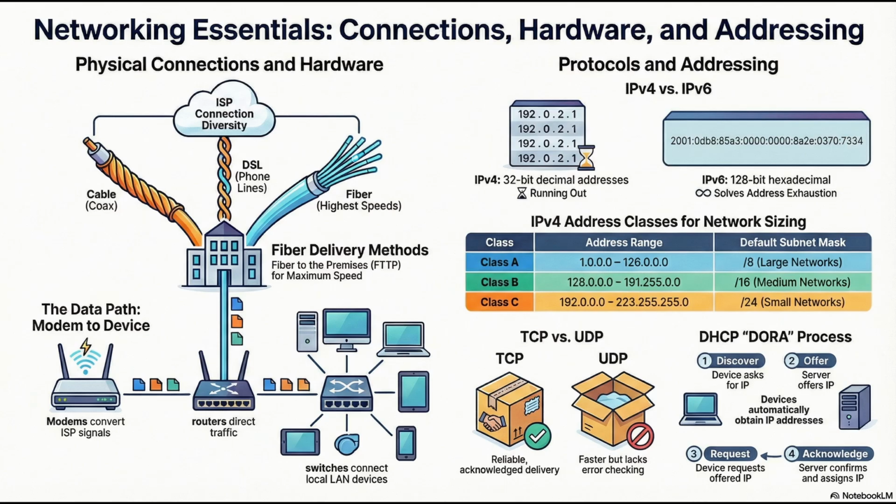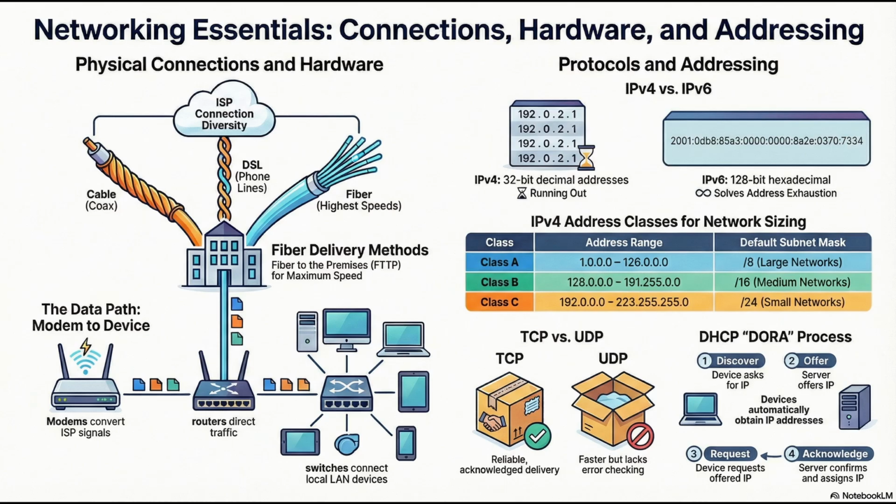The router is the traffic director. Its main job is to forward data packets between different networks. Specifically, it connects your local area network, your LAN, all your home devices, to the wide area network, the WAN, which is the internet. So the modem brings the mail to the building, and the router sorts it into the different mailboxes for each device. That's a great way to put it.